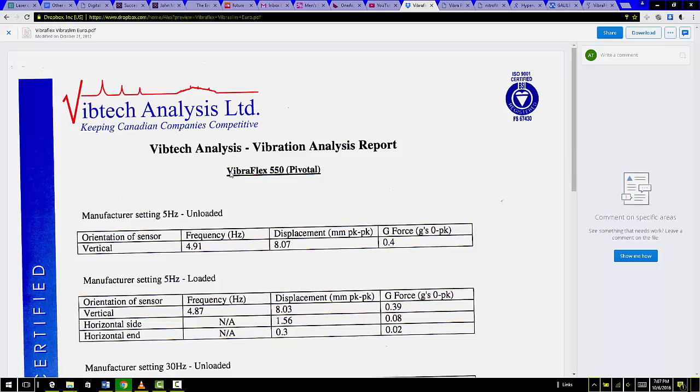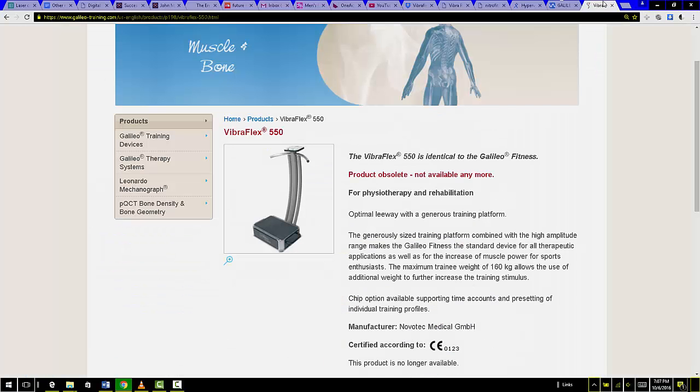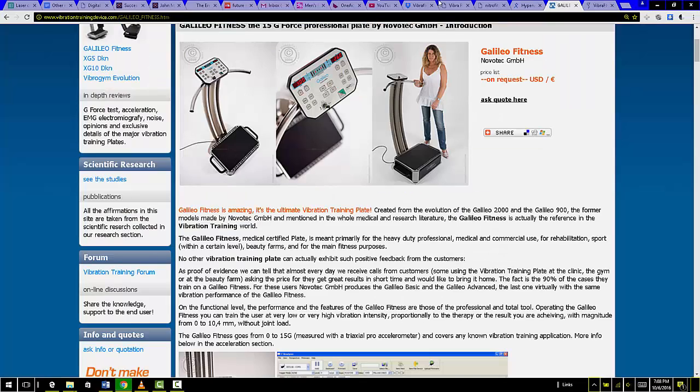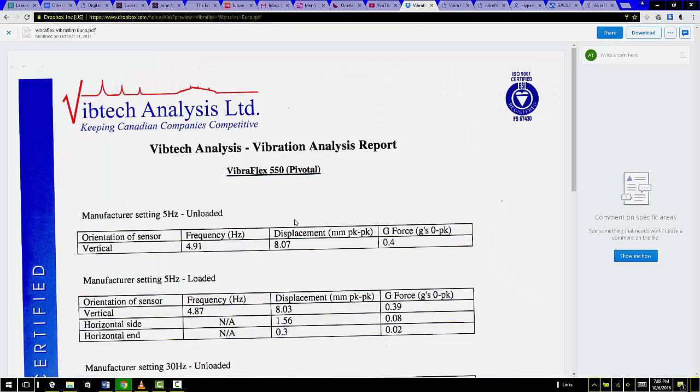It's now in America referred to as the Vibroflex 550. That's the model, okay? And that model is now obsolete, not available anymore as of maybe 2 years ago or whatever it was. But it basically was like the US version of the Galileo Fitness. Same company, okay? It's just this machine was like $1,000 less, about 14,000, something like that. All the specs were identical. Same kind of curve design. Everything's the same company. So essentially, let's look at how these third-party engineering reports looked.